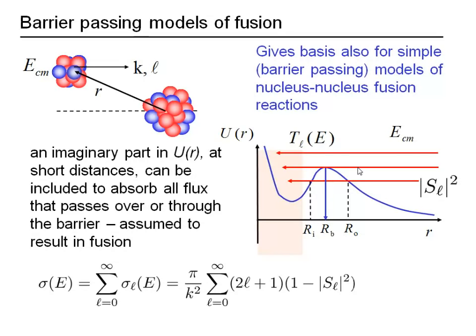Barrier passing models of fusion make the assumption that if you come in at some energy and you get to short distances, there's a shaded bit there, if the two things come together at short distances, then they fuse together. And so what is then relevant is if I can calculate this quantity, which is how much stuff comes out, this comes from a solution of our Schrödinger equation. If I calculate that, it tells me how much stuff comes out. And so this quantity here tells me how much stuff did not come out, and so tells me about the amount of stuff that got in here and is describing the fusion process.